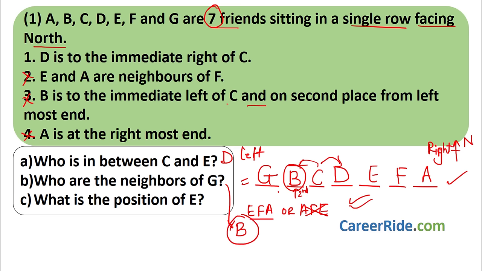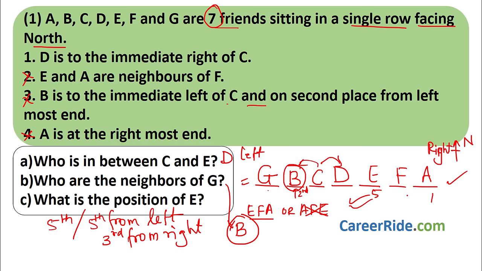Okay, if we start counting from the left-hand side, it would be 1, 2, 3, 4, 5, fifth position. Depending on the options, you can get an option as fifth from left, or you can get an option as third from right. Depending on that, you can decide: this is first, second and third from right.